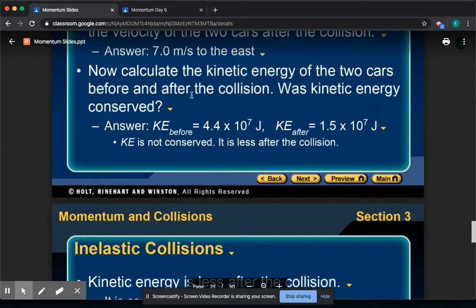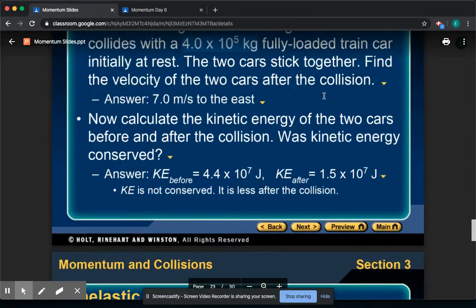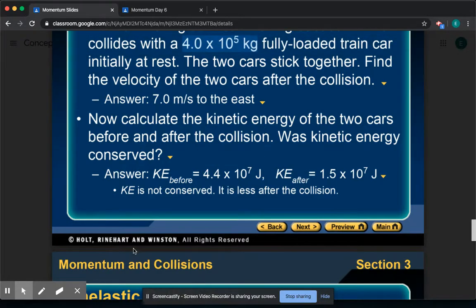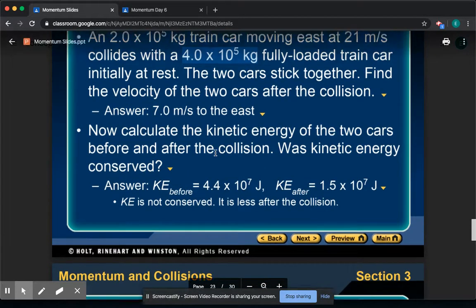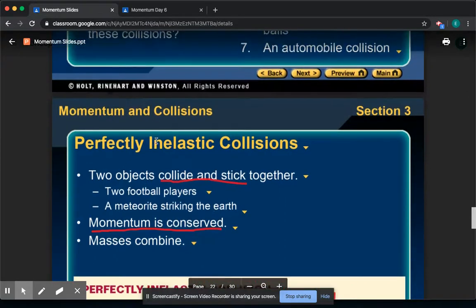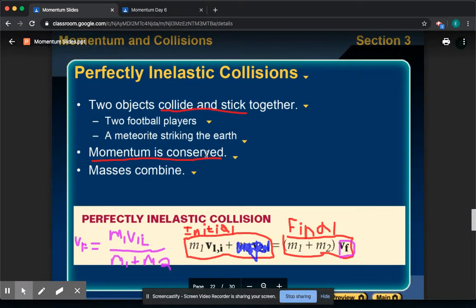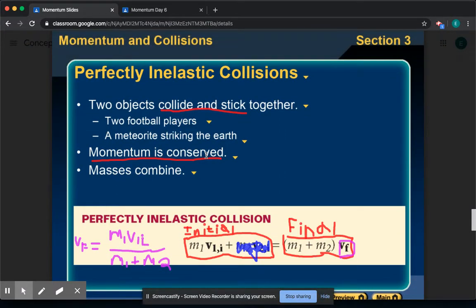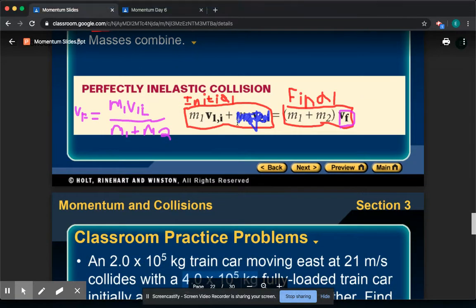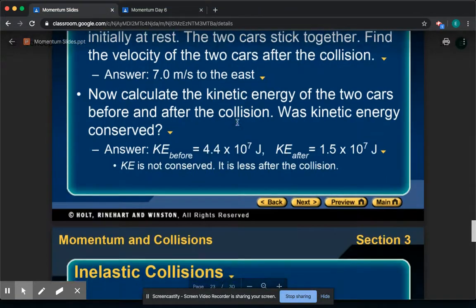So this piece right here, they're saying now calculate the kinetic energy of the two cars before and after, and they ask you if the kinetic energy was conserved. Remember the kinetic energy equation is 1/2 mass times velocity squared. The reason they're bringing this up is because for inelastic collisions, momentum is conserved, but kinetic energy is not. Okay. The kinetic energy will not be the same. It won't.